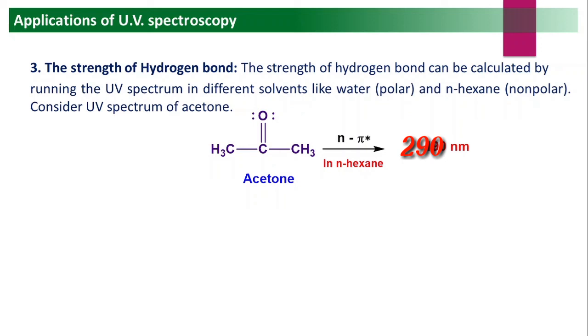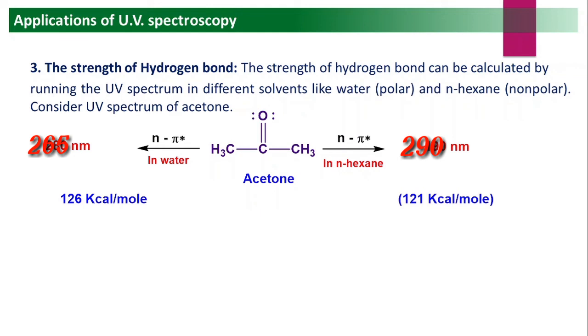Now in the same case, same acetone, same concentration, if you take the spectra in water solvent, then it absorbs at 280 nanometer. So n to pi star transitions take place at 280 nanometer, and the energy required is 226 kilocalorie per mole, while for n to pi star transitions in n-hexane, it requires 121 kilocalorie per mole. So this energy gap is due to hydrogen bonding.